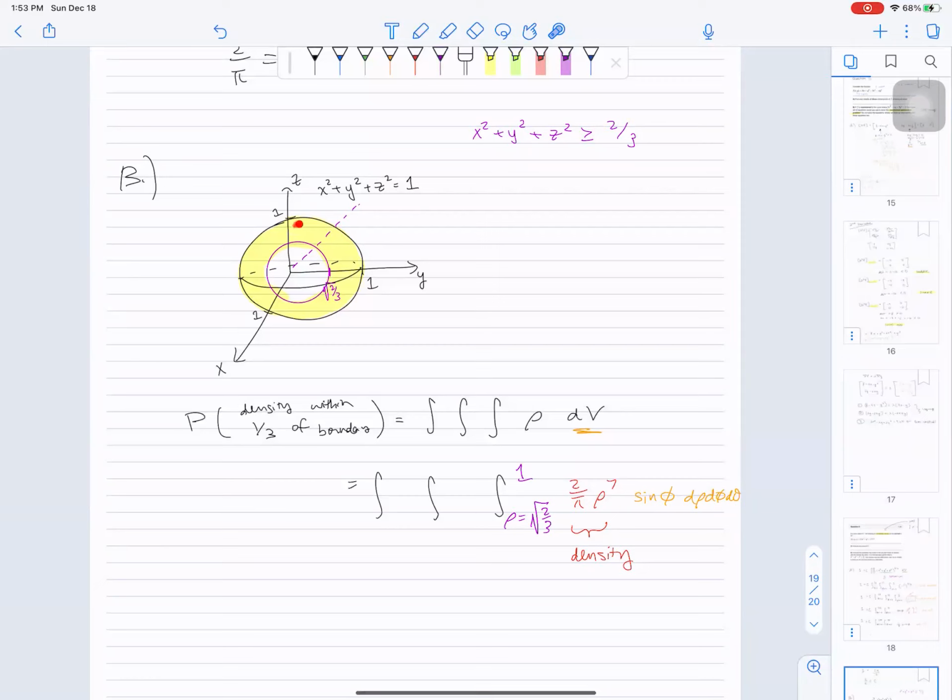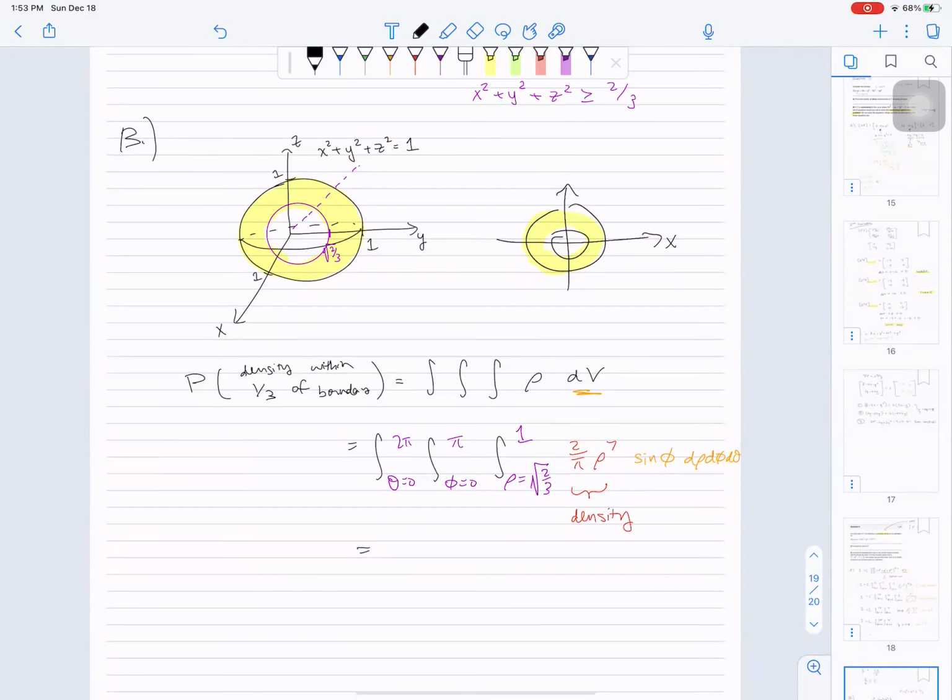Phi again, my phi is not affected by the fact that there's a hole in here, because I still have my entire region. What is the greatest angle I can make with the positive z-axis? It's still 0 to pi. And then when I collapse my sphere, I still get an entire circle, and I still have all the regions. Like imagine I collapse to the xy plane. I still have my entire circle, so it's still 0 to 2 pi. Okay. And we can do that, and I got 1 minus 2/3 to the 4th power.